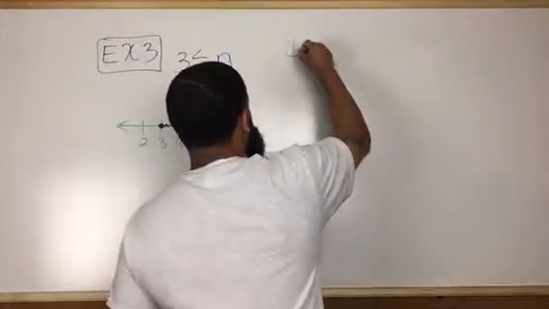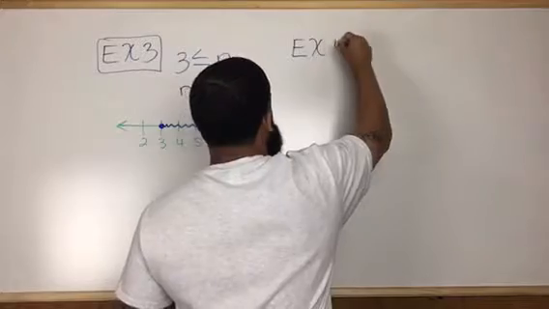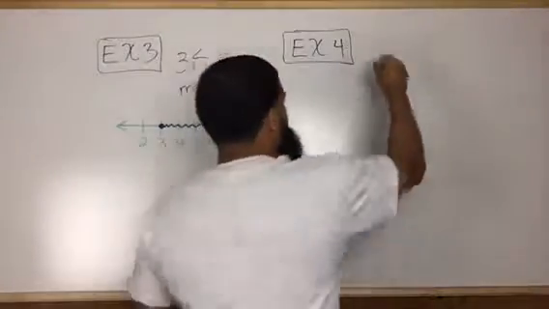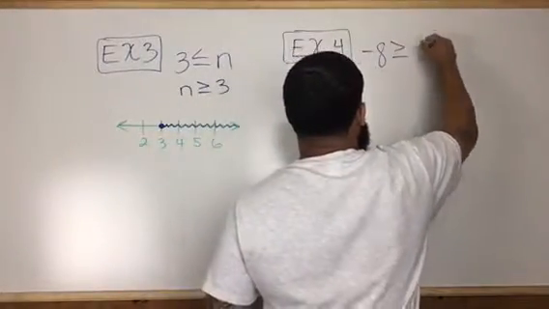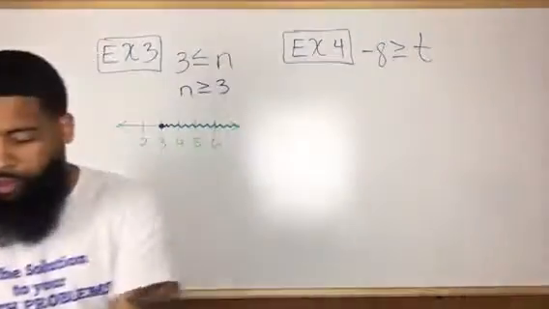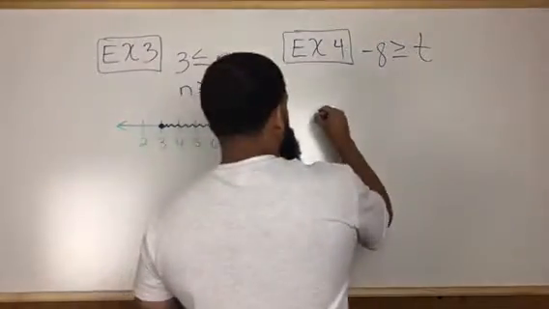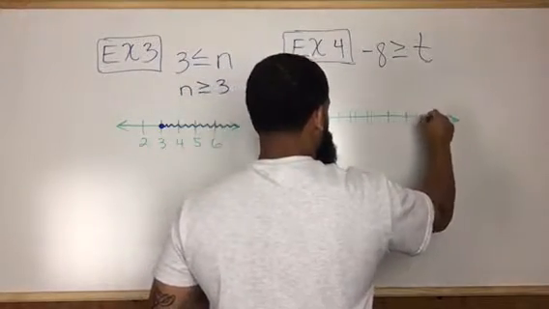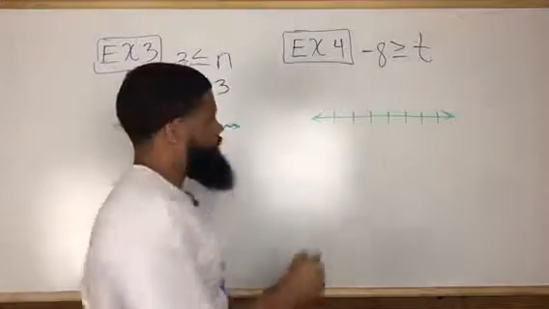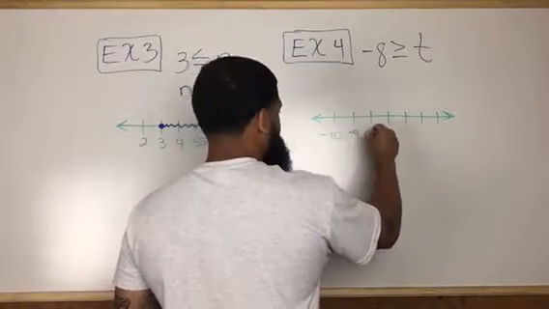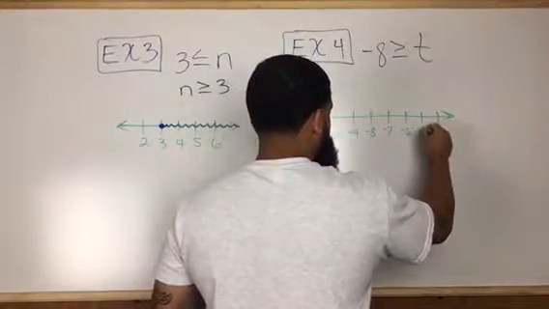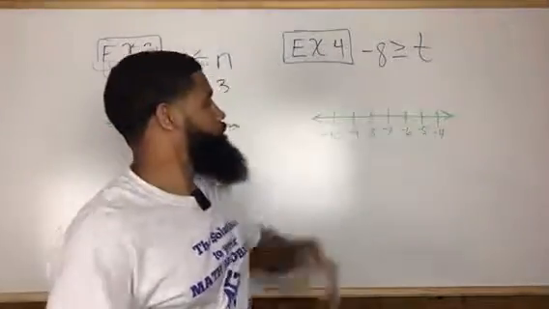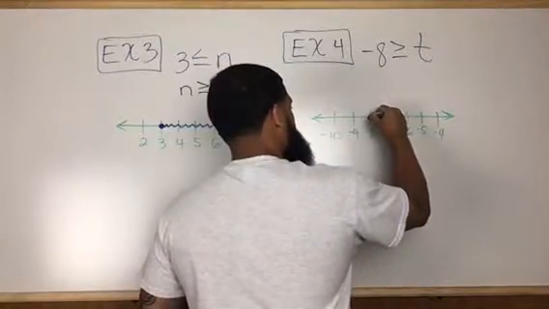And last but not least, let's do another example like that. Example 4, I have -8 is greater than or equal to t. All right, and I'm going to do the same exact thing. Remember, we just have a piece of the number line that we're drawing. So let's say we want to put the -10, -9, -8, -7, -6, -5, -4. All right, because we have the equal to part under there, we need to have a closed circle on the -8.